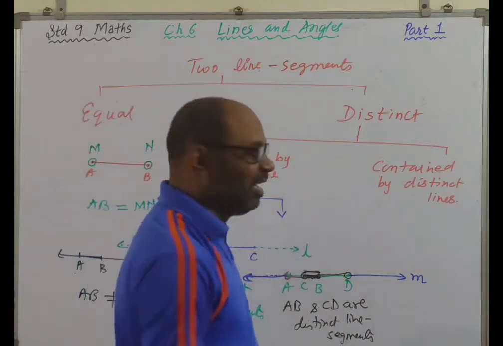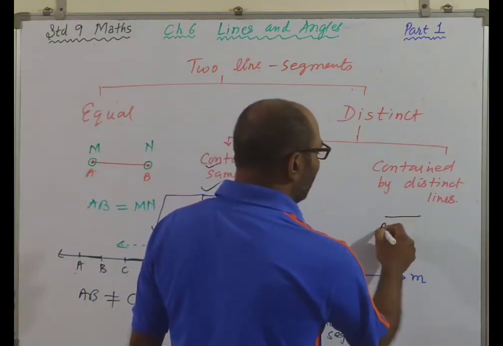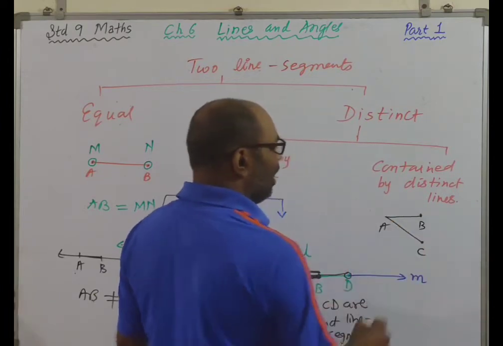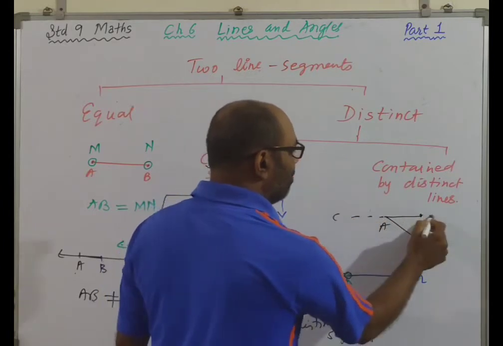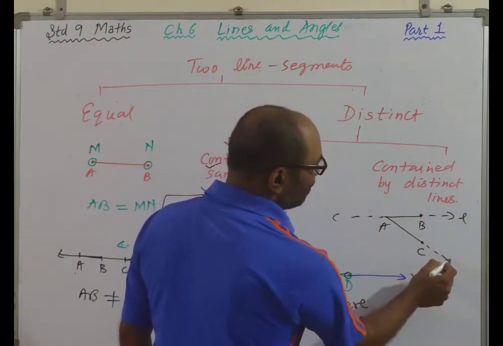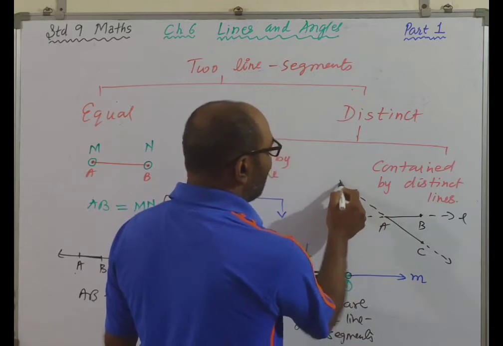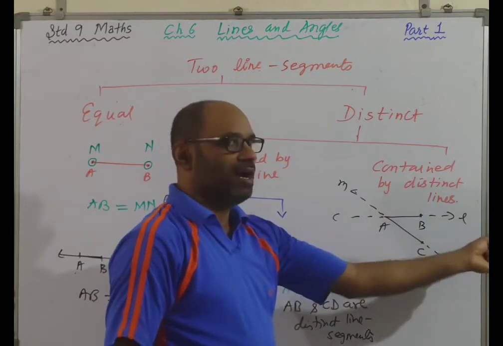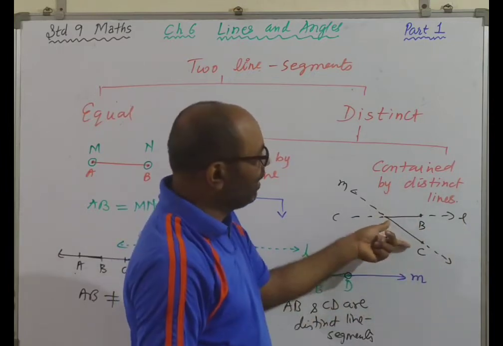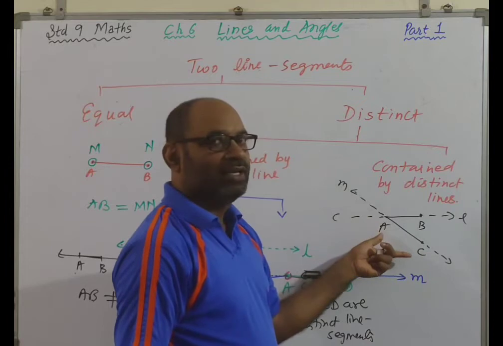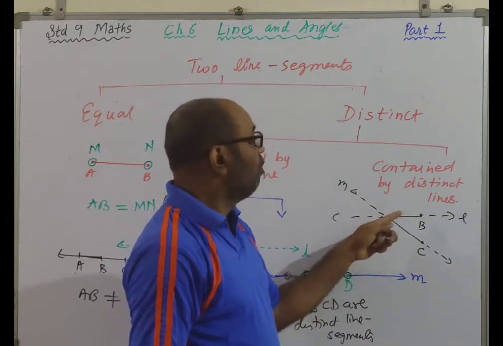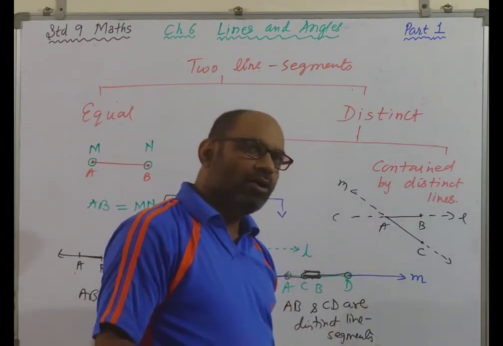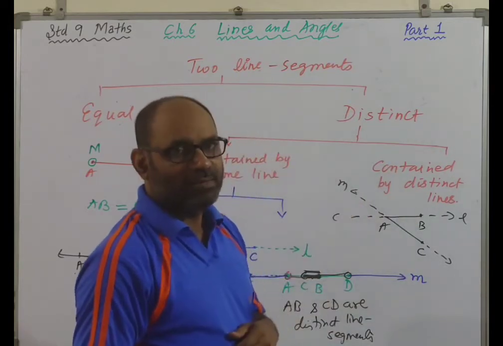Now, contained by distinct lines. बहुत simple है. ये AB है और ये AC है. दो line segment. अभी this is contained by line L and this line segment is contained by line M. देख लो, line segment AB को मैं दोनों और produce कर रहा हूं. So it is line L. लाइन सेगमेंट एसी को दोनों और प्रोड्यूस कर रहा हूं. सो इट इज लाइन एम. सो बोथ द लाइन सेगमेंट्स आर कंटेन्ड बाय डिस्टिंक्ट लाइंस. सो दे आर ऑलवेज डिस्टिंक्ट लाइन सेगमेंट्स.